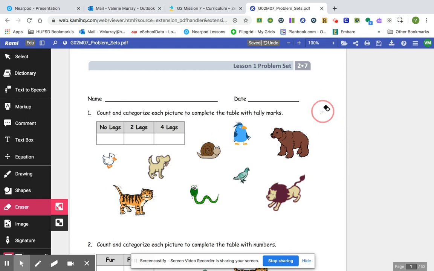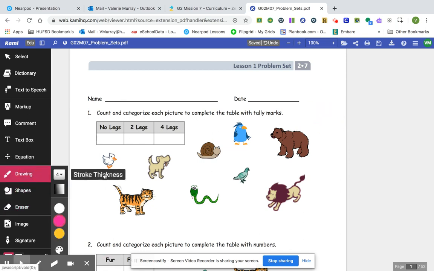So the first question says to count and categorize each picture. So let's see, what are we categorizing? How many animals have no legs? How many animals have 2 legs? And how many animals have 4 legs? So I'm going to look first for how many animals have no legs. Does anyone see an animal that has no legs? I'll give you a second. Awesome. Yes, the snake has no legs. So I see 1. Do I see any other animals that have no legs? Awesome. 2, the snail.